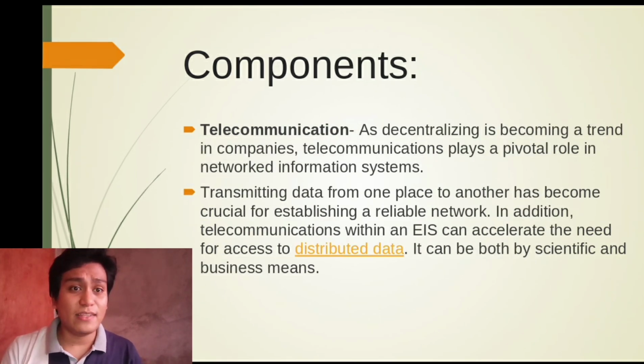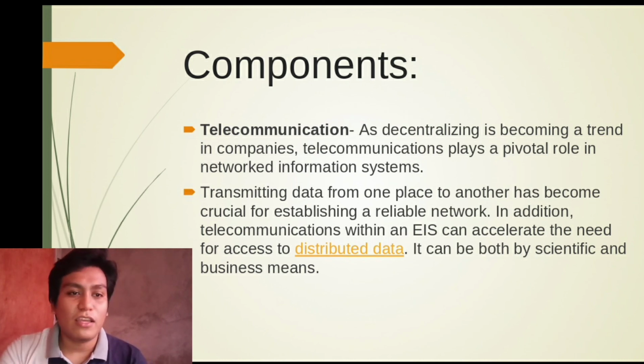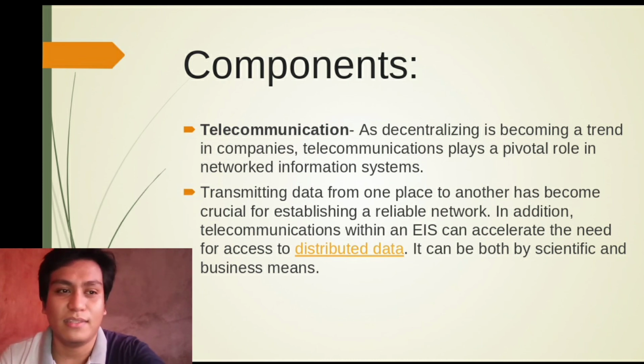Telecommunication. As decentralizing is becoming a trend among companies, telecommunications plays a pivotal role in network information systems. Transmitting data from one place to another has become crucial for establishing a reliable network. In addition, telecommunications within an EIS can accelerate the need of access to distributed data. It can be used for both scientific and business means.